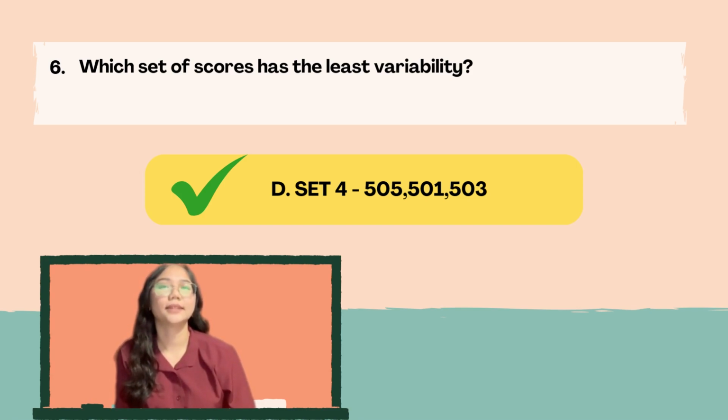For set 3, the highest is 20 and the lowest is 0. Then the range is 20. For set 4, the highest is 505 while the lowest is 501. The range is 4. So by range alone, set 4 is clearly the least spread out. Set 4 has the smallest range of 4, meaning it has the least variability among all the sets.